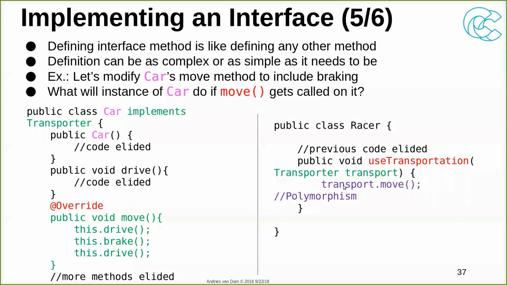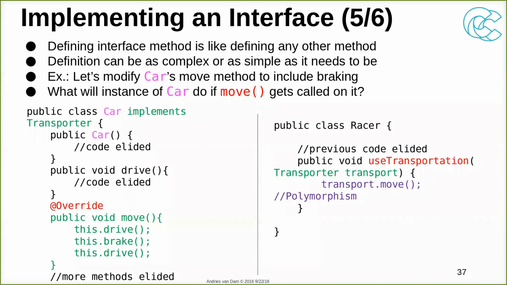So if the object of the Racer class calls the useTransportation method, what exactly do we need to pass in as the argument? Yes, that's a good question.